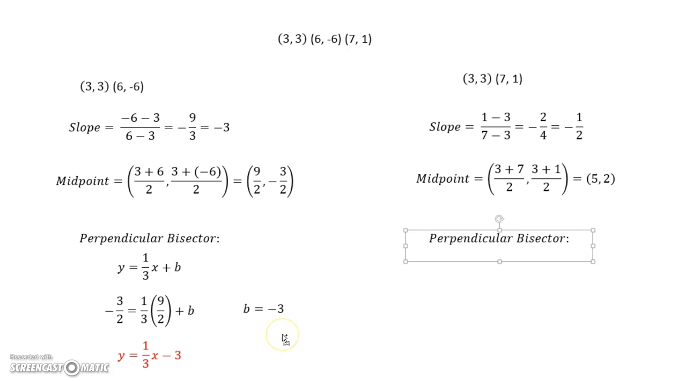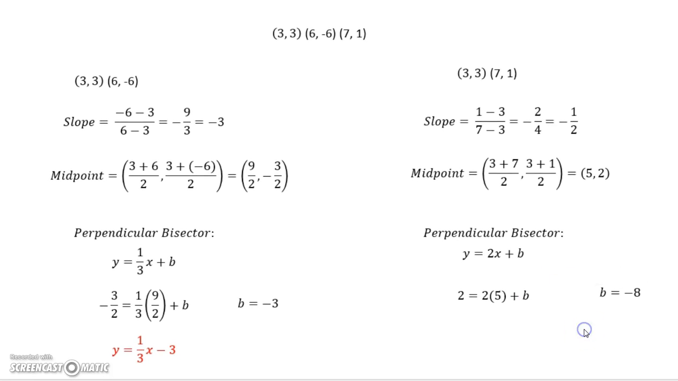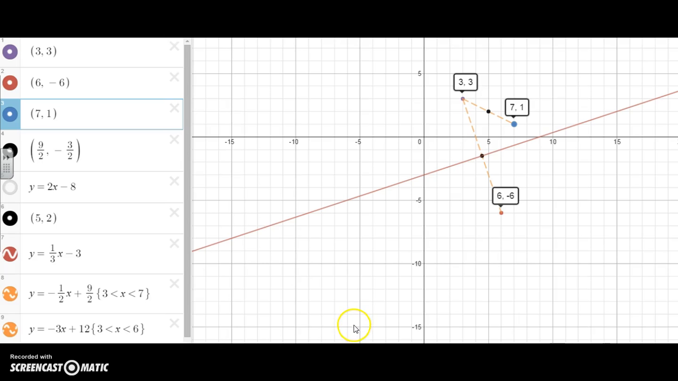If I begin to calculate my perpendicular bisector, remember the slope of the line has to be the opposite of the reciprocal of the slope between these two points. So it's going to be 2, as we said. So y equals 2x plus b. If I use my midpoint as my substitution point, because I know that's a solution on this line, I get 2 equals 2 times 5 plus b, and therefore b equals -8. So the equation of this line is y equals 2x minus 8. Let's look at that and make sure that's correct. Again, we keep adding things onto this.